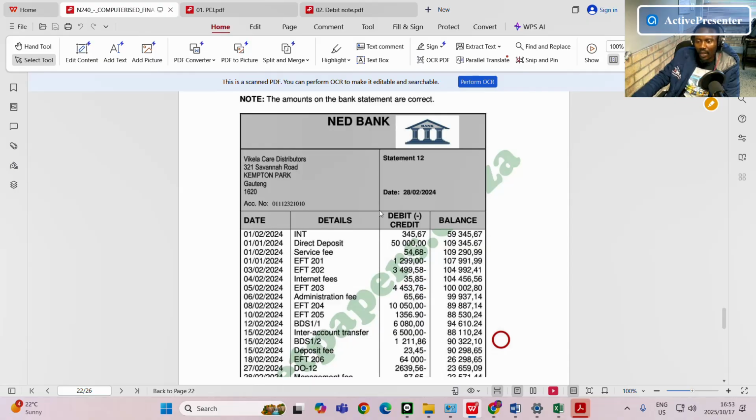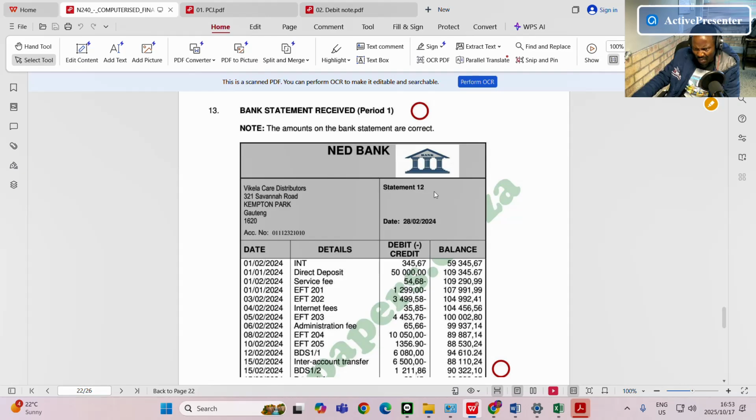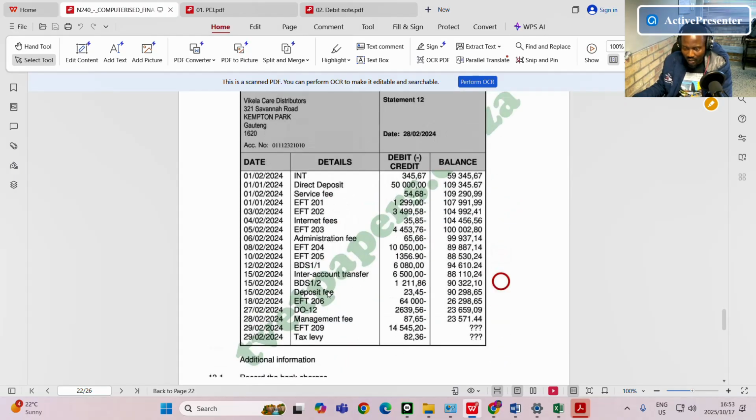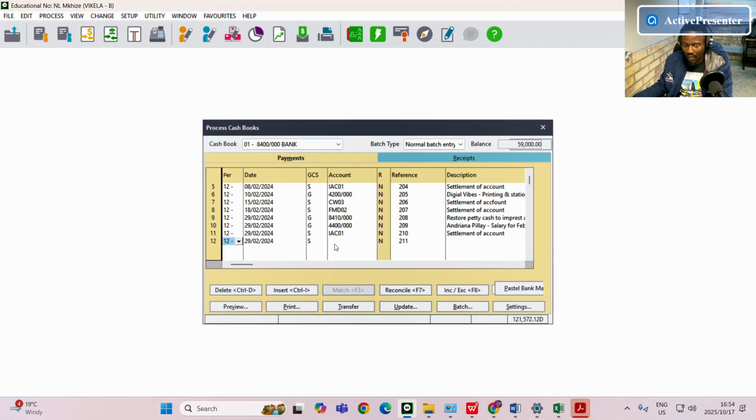So all bank charges, I'm going to put them under one reference. This is bank statement 12, so I'll just say BS1201, BS1202, BS1203. Yeah, bank statement 1201. Now I'm recording all the bank charges: interest, service fee, service fee. So I'm going to put this under BS1201.